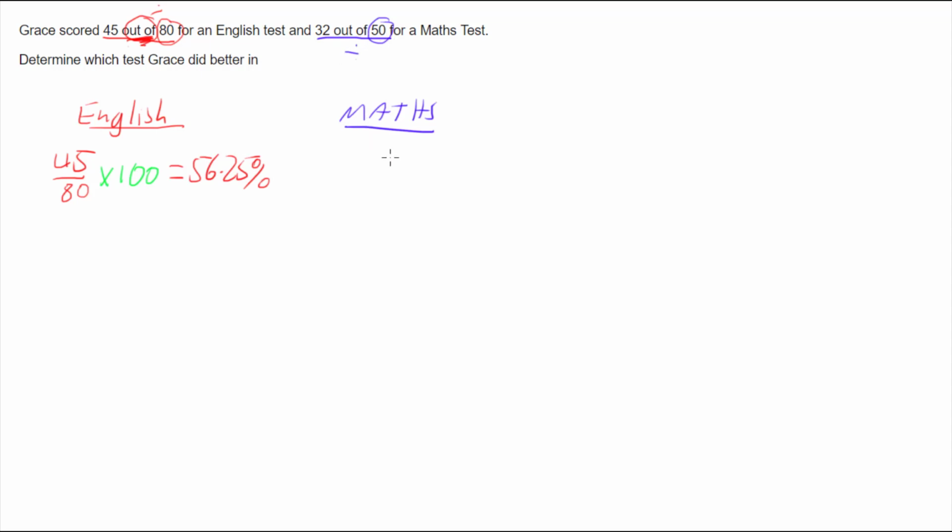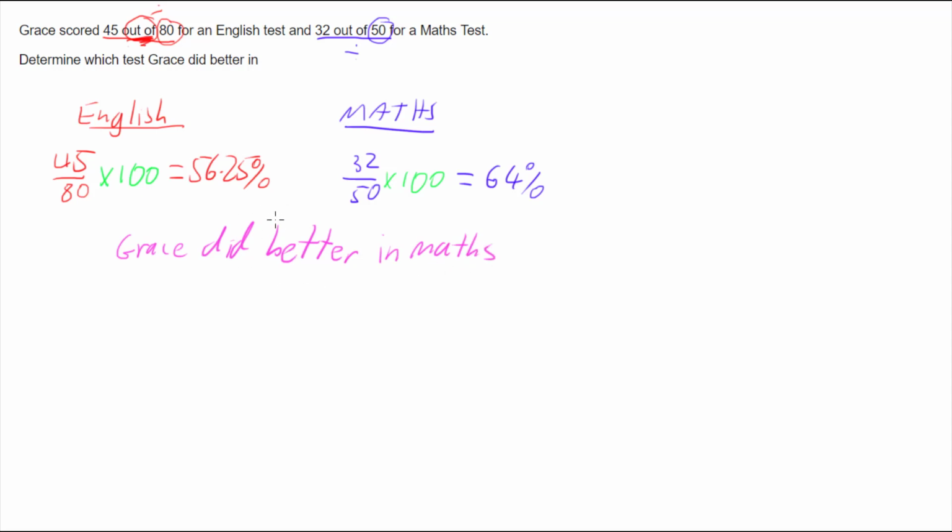Doing the same for maths, we have 32 out of 50. Again, out of means divide. So 32 divided by 50, and then convert to a percentage by times by 100. Put that into a calculator, and we have for maths that Grace got 64%. So now it is easier to see which one she did better in. So our answer is that Grace did better in maths.